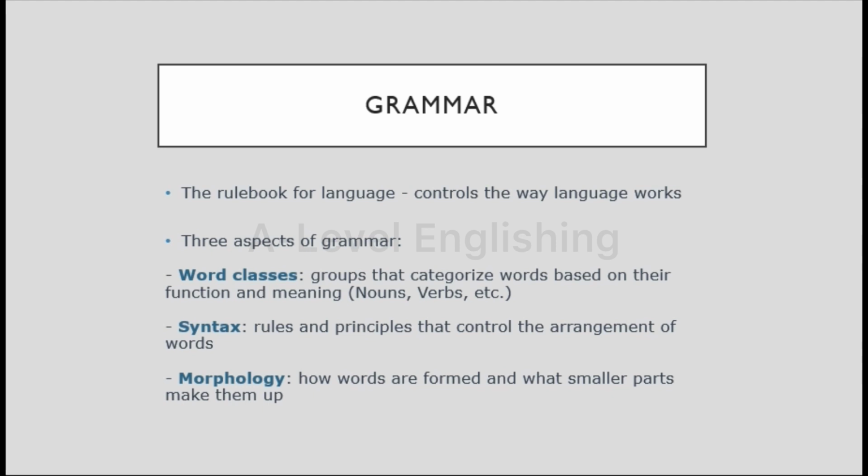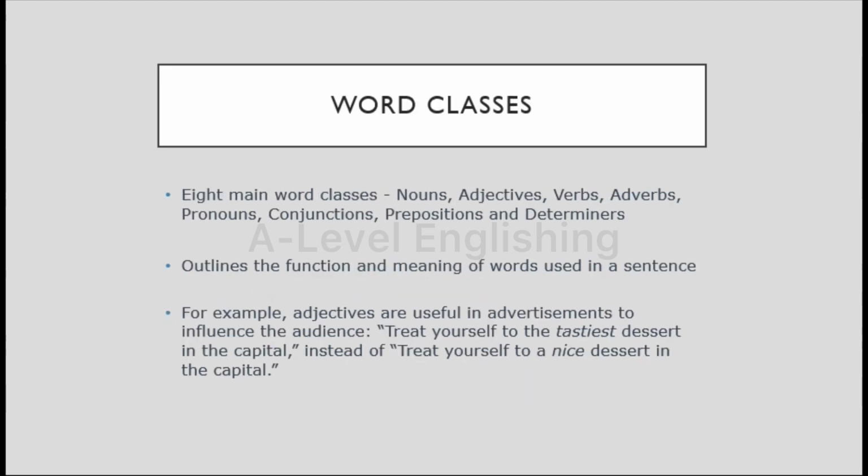Syntax, rules and principles that control the arrangement of words. We also have morphology, how words are formed and what smaller parts make them up. So let's talk a little bit more about each of these, starting with word classes. So as you can see, the 8 main word classes all over again. And the next is that it outlines the function and meaning of words used in a sentence.